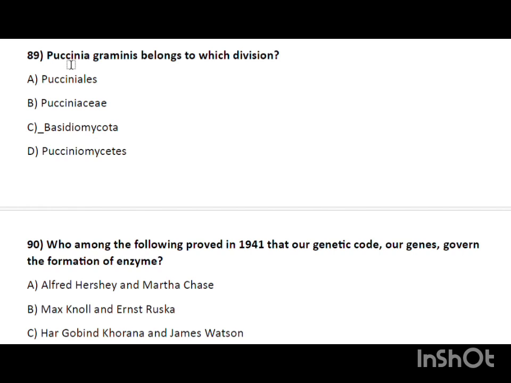Question number 89. Puccinia graminis belongs to which division? Option A, Pucciniales. Option B, Pucciniaceae. Option C, Basidiomycota. Option D, Pucciniomycetes. Correct answer is option C, Basidiomycota.